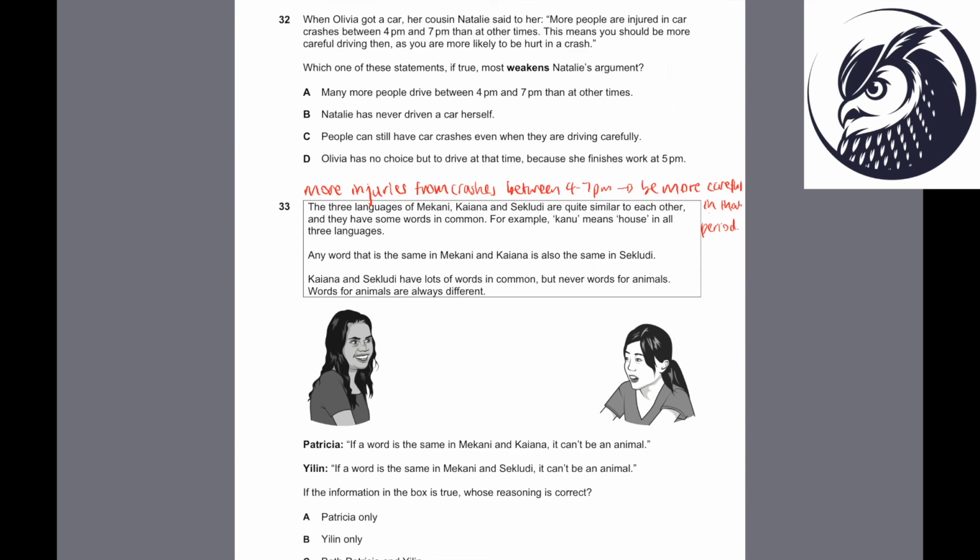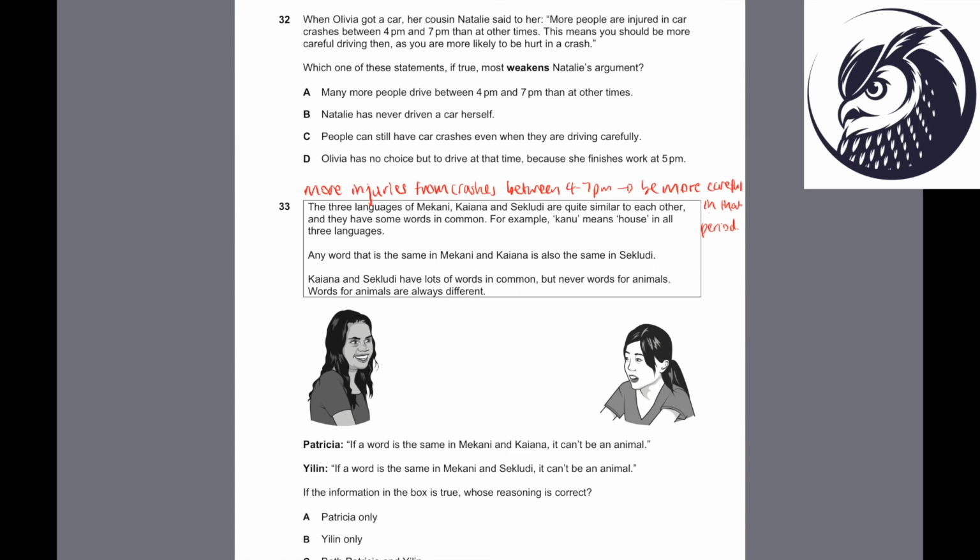Now, if you look at option A, it says many more people drive between 4 and 7 p.m. than at other times. So option A is actually saying that there's a lot more people driving between 4 to 7 p.m. and therefore, because you have a high amount of people driving, there will be more injuries. So you don't actually need to be more careful during that period. The high amount of injuries from crashes is simply due to the higher volume of traffic.